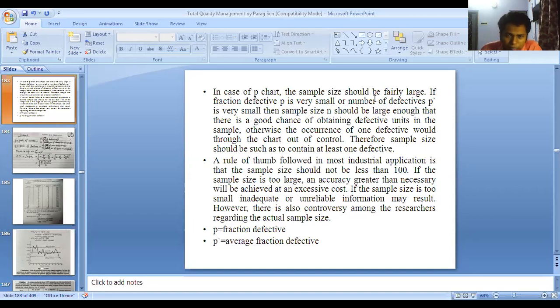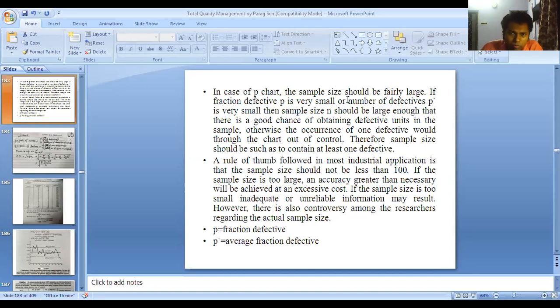A rule of thumb followed in most industrial applications is that the sample size should not be less than 100. If the sample size is too large, an accuracy greater than necessary will be achieved at an excessive cost. If the sample size is too small, inadequate or unreliable information may result. However, there is also controversy among the researchers regarding the actual sample size.